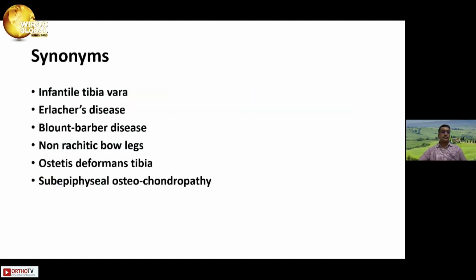There are so many synonyms by which Blount's disease is known, but we prefer to use the term Blount's disease. Some people use the terminology infantile tibia vara, but other terminologies I've just got from the book, and I don't see anybody using that.